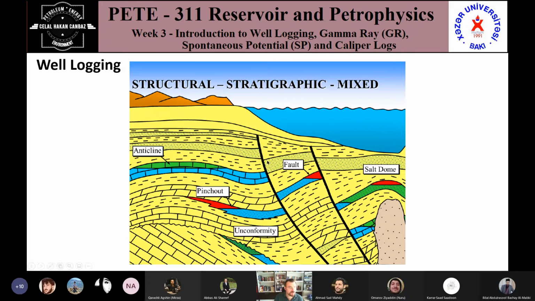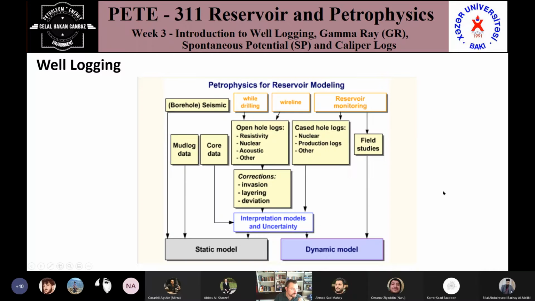All right. So because of that, we are using well logging. It can be during the drilling or it can be after the drilling. But the basic materials, well log tools, and the basic strategy to gather this information is well logging. Okay. So well logging types, you are seeing here the general well logging types, the borehole seismic, okay, first of all.